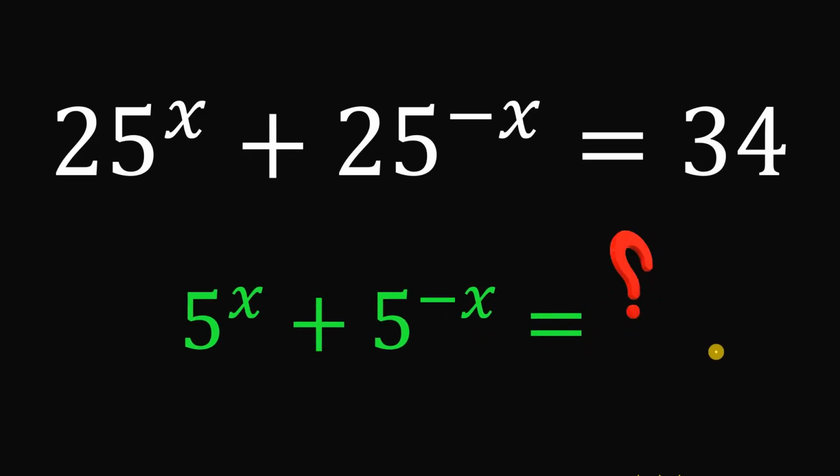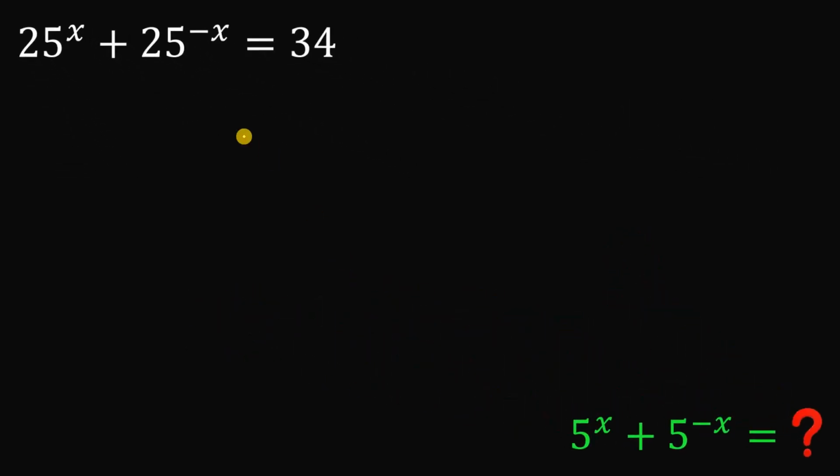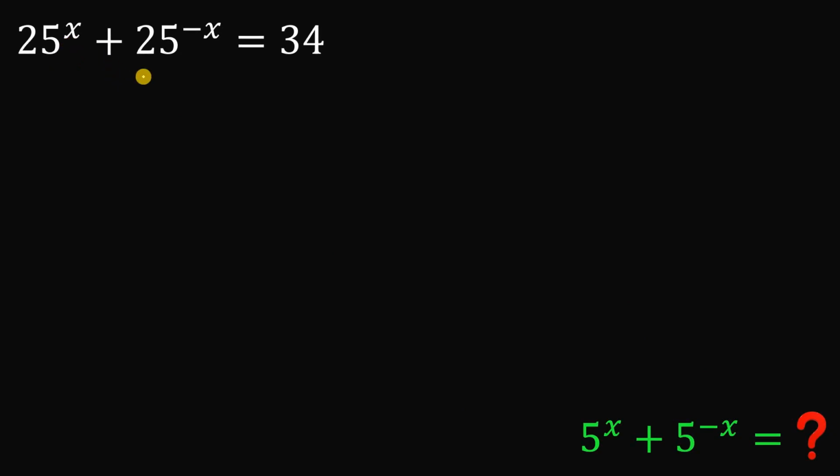Pause this video right now and see if you can answer this question, because I will show you the solution in 3, 2, 1. So given this equation, 25 raised to the power of x plus 25 raised to the power of negative x equals 34, then the goal is to find the numerical value of 5 raised to the power of x plus 5 raised to the power of negative x. Now in this question, we don't have any restriction for x.